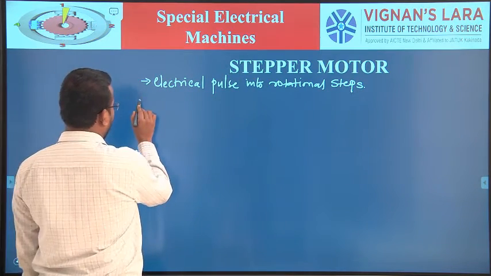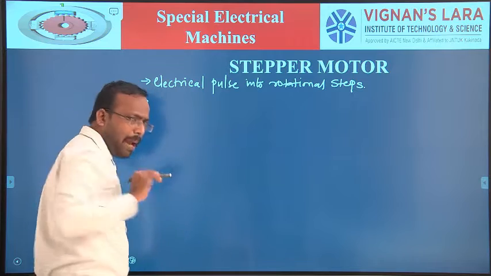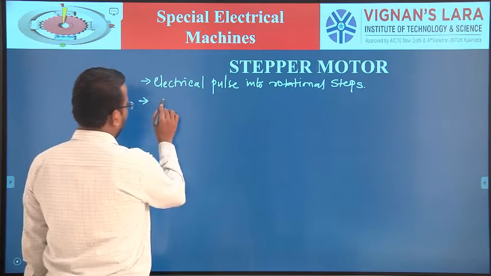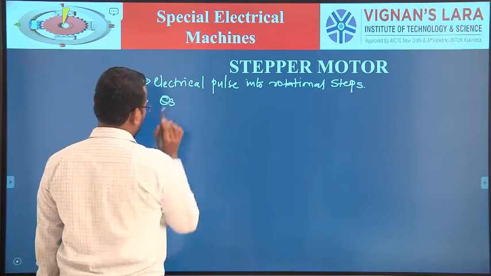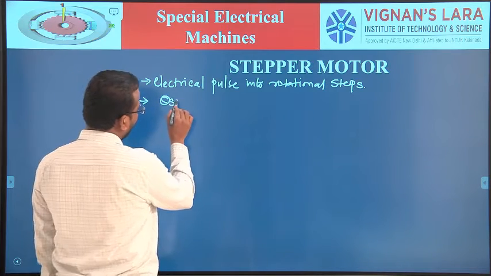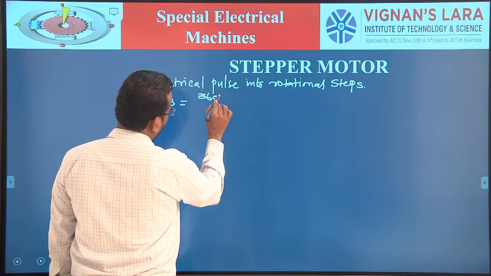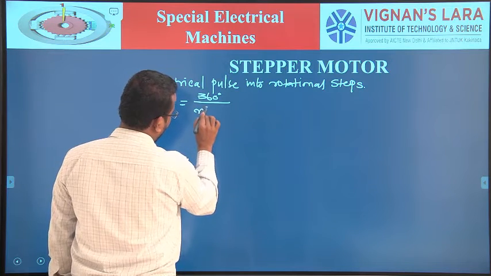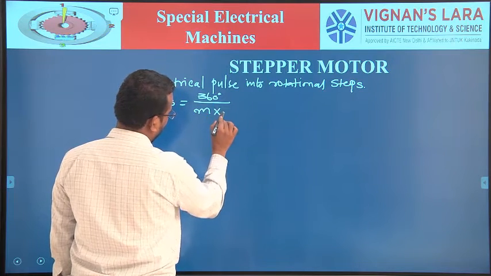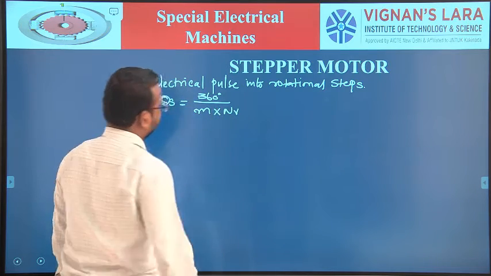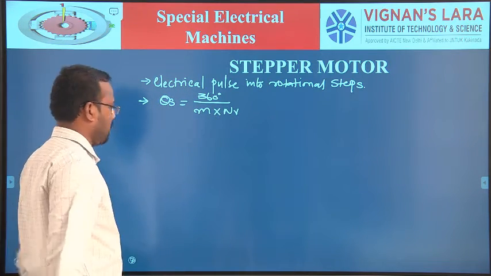Next one, very important, is the step angle. Step angle is denoted as theta s. It is equal to 360 upon number of phases times number of rotor teeth. So this is the basic idea.